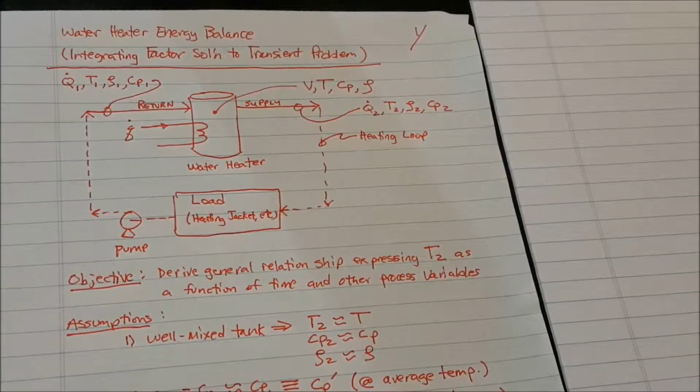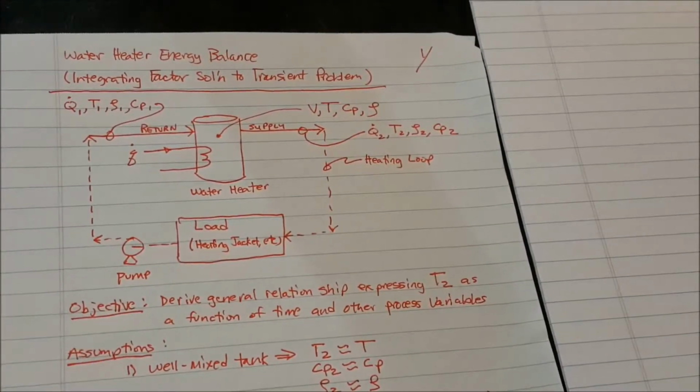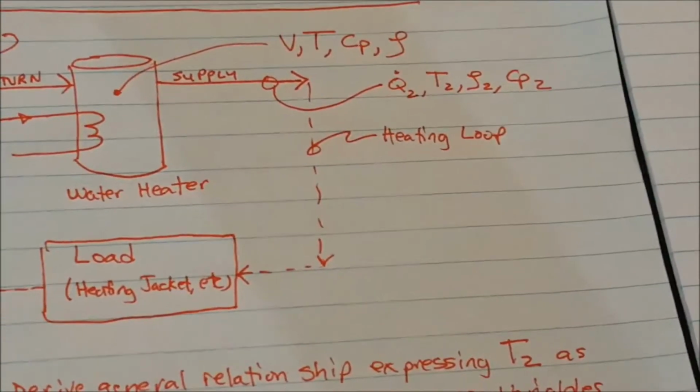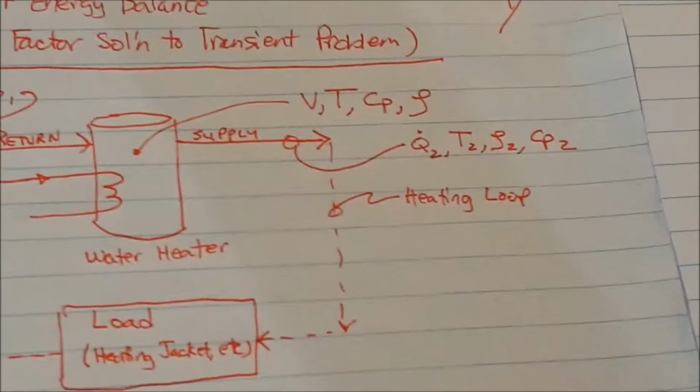Alright, so being a chemical engineer, a lot of times I do process calculations that involve mass and energy balances, either steady state or unsteady state. That is, either the process variables don't vary with time, or they do vary with time. This here is just a fairly straightforward unsteady state or transient problem, and what I'm doing is an energy balance on a water heater.